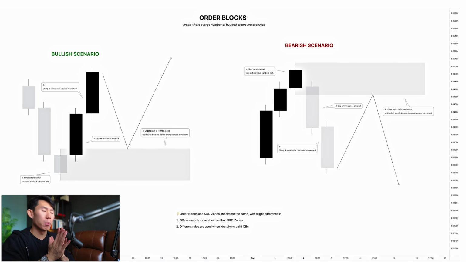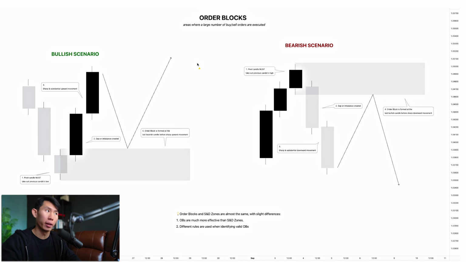Now, order blocks and supply and demand zones, they are very similar with just a few differences. The first difference is that order blocks are much more effective than supply and demand zones. Because after all, the point of order blocks is to really show us where smart money has entered into the market and where they are most likely going to enter again. The second difference is different rules are used when identifying valid order blocks. Now, for a zone to be considered as an order block, it needs to meet 4 criteria, which I'm going to show you later.